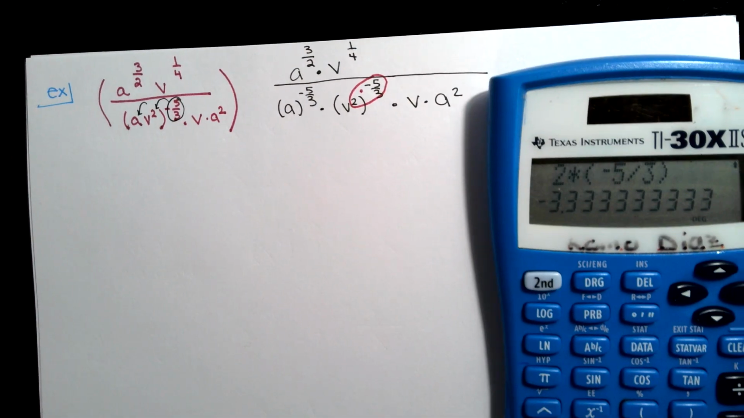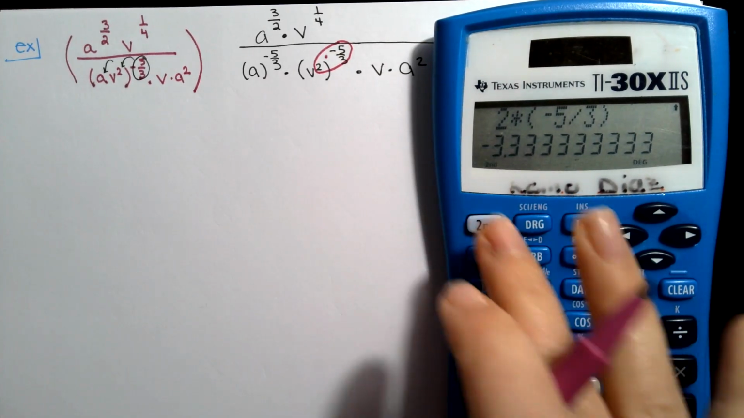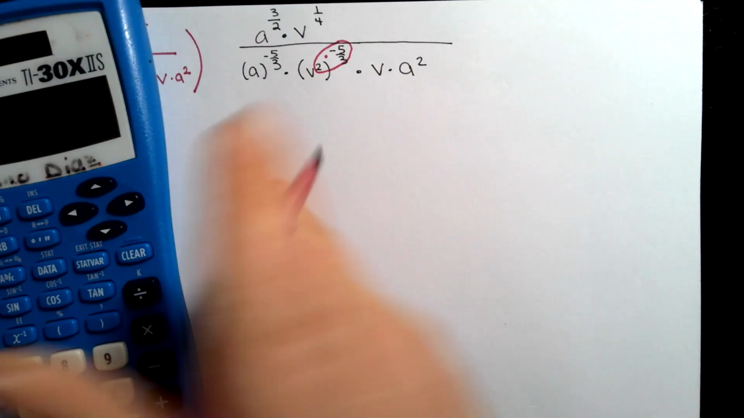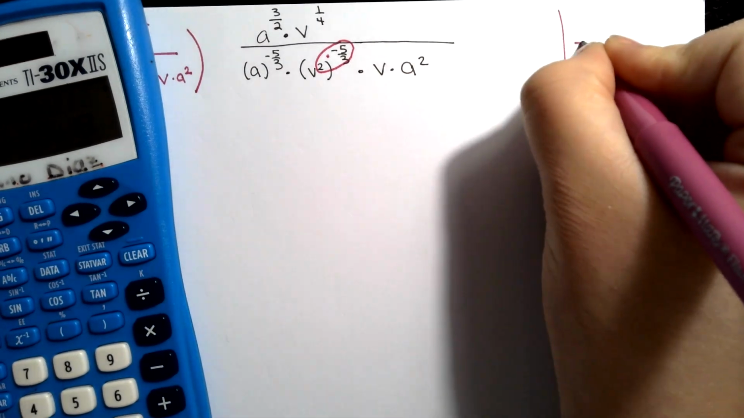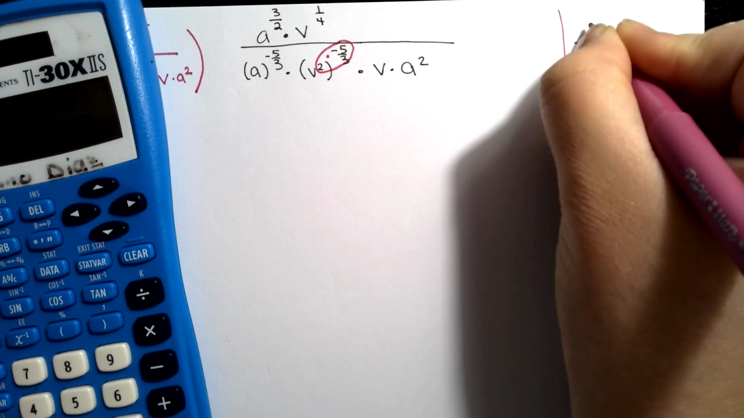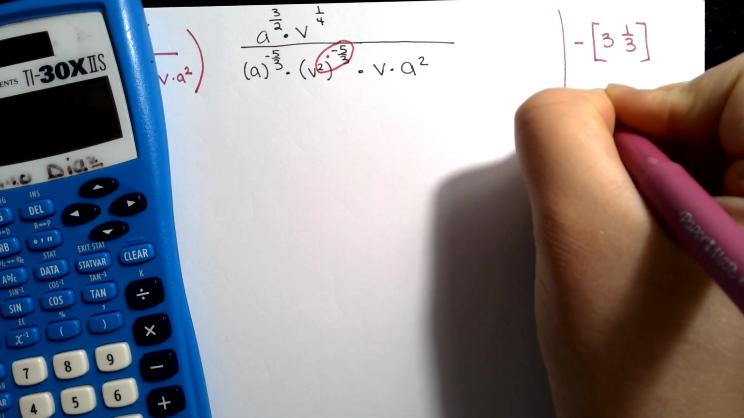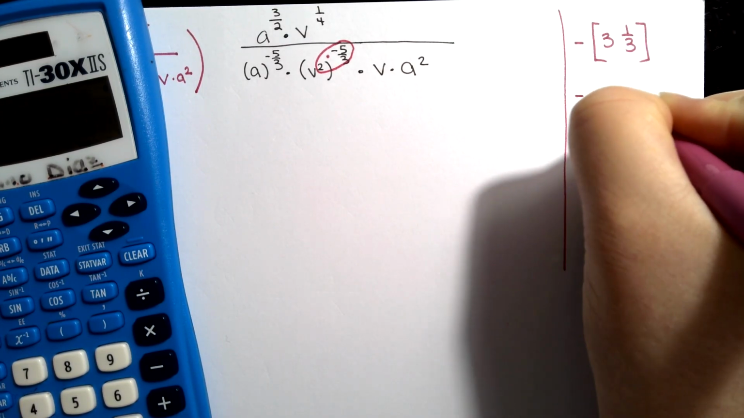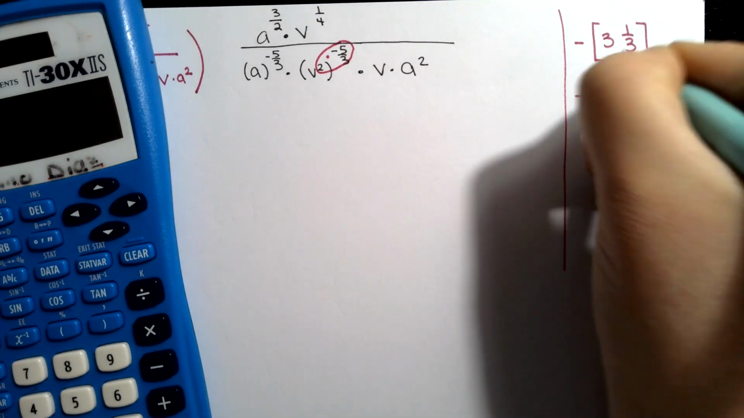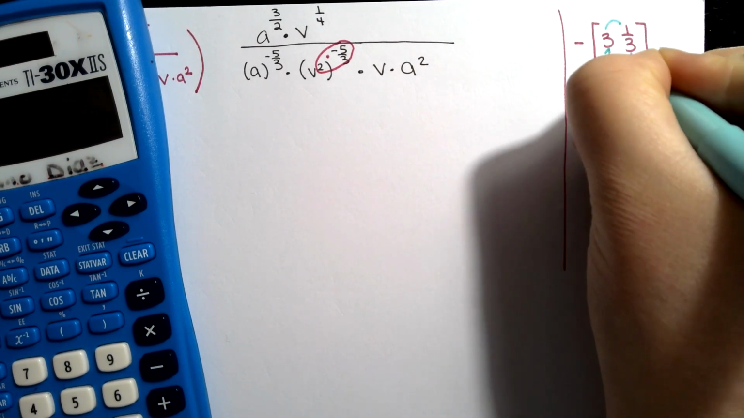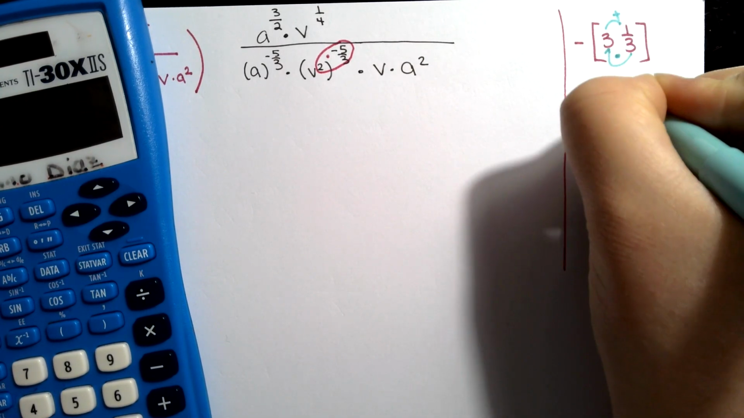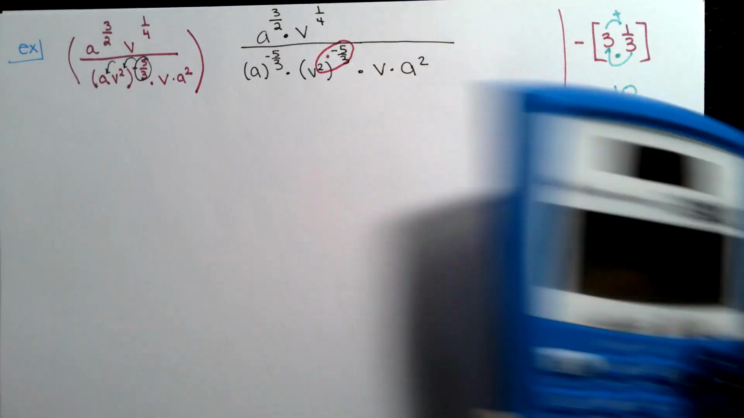Decimals are for sure not allowed. So you're going to press second PRB. Again, that's a mixed number. That's not allowed. So we're going to convert that. Keep the negative outside of your conversion. 3 is your denominator. 3 times 3 plus 1 is 10. So we're going to rewrite this section right here.